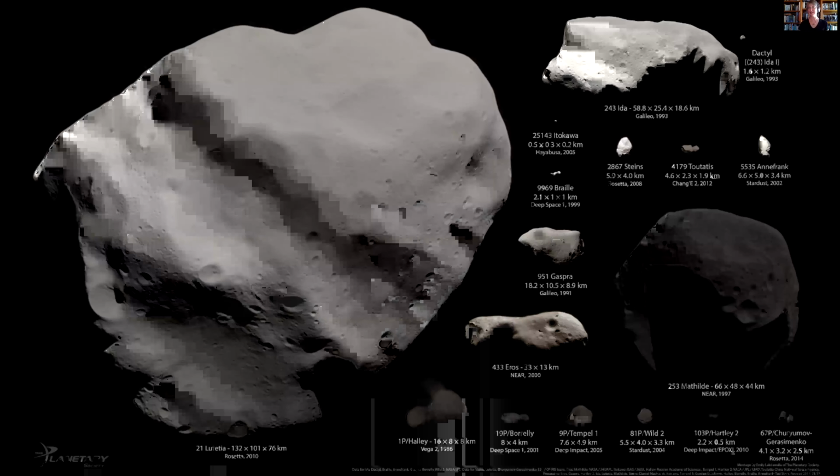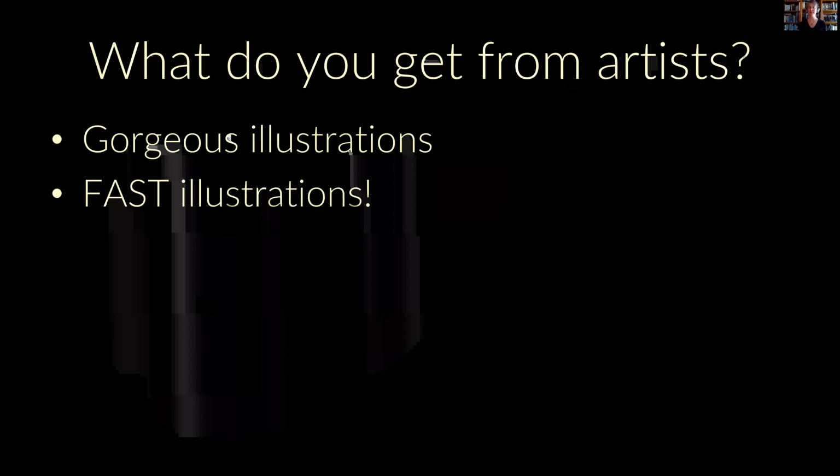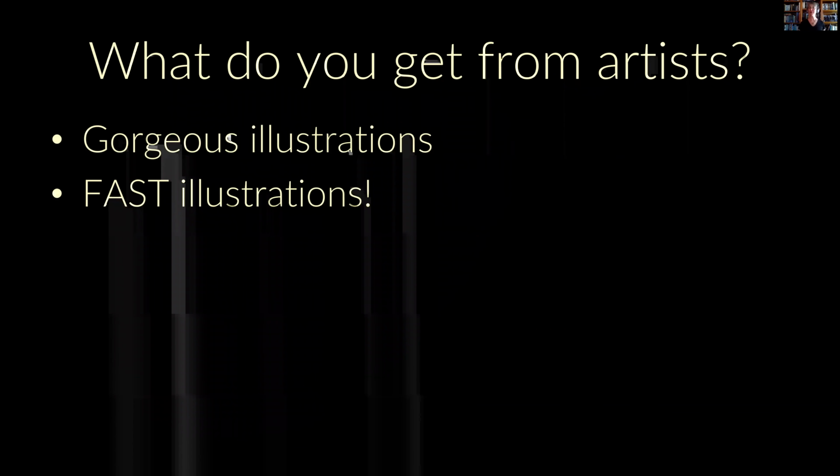Here's the kind of thing that I like to produce as illustrations from this kind of data. So here's an example that shows you all the asteroids and comets that have been visited by spacecraft, and also shows you the relative brightnesses and colors, more or less. So these are all things that you get from artists, beautiful illustrations. You also get them really fast.